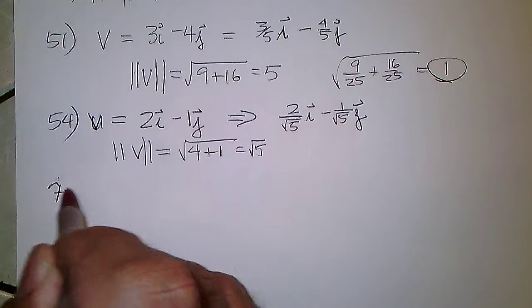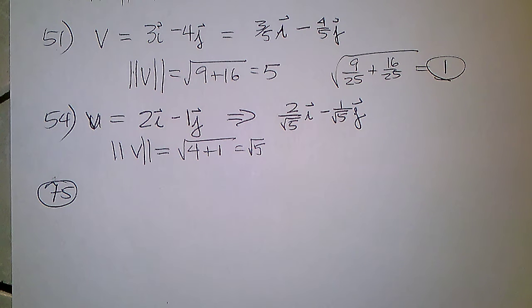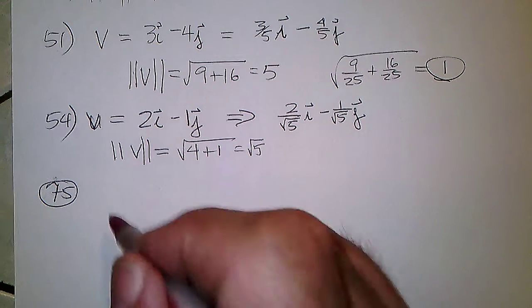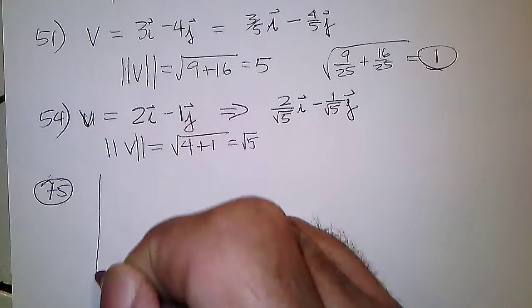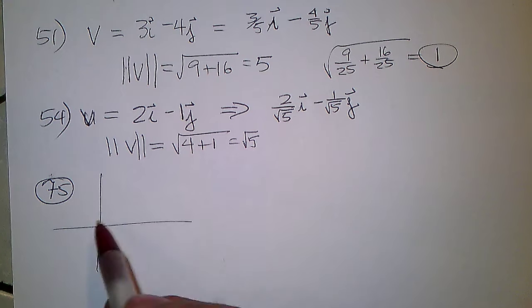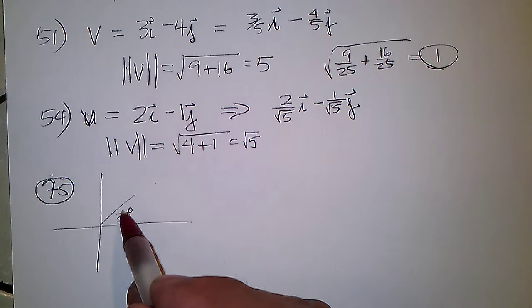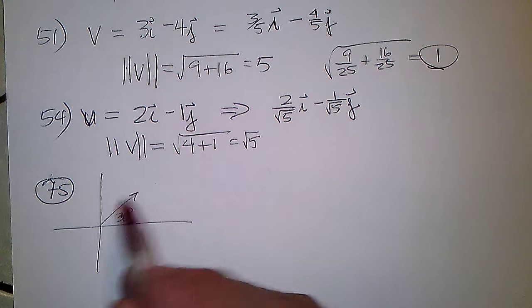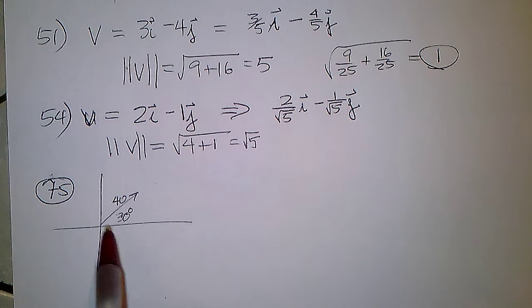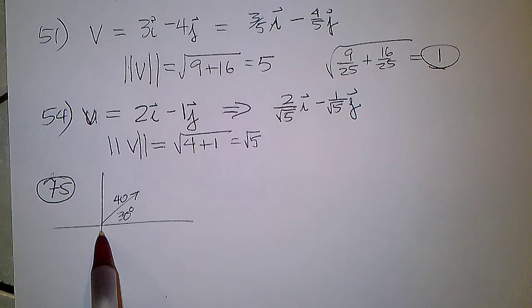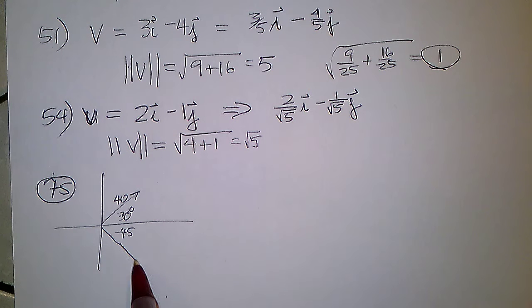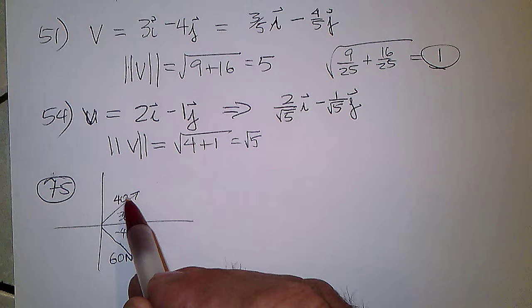And then 75 says, find the resultant of, now here's problems that are at least a little bit interesting. 30 degrees, and the size is 40. And this one is minus 45, and the size is 60. These are newtons.